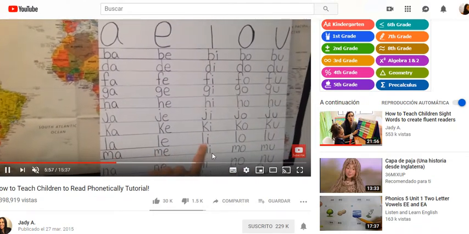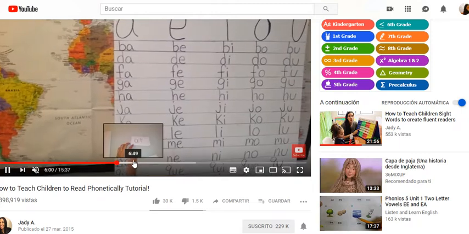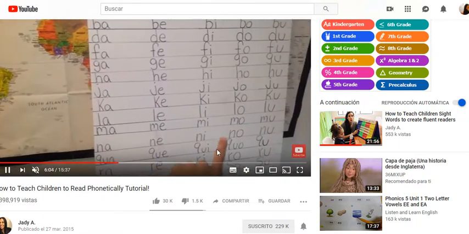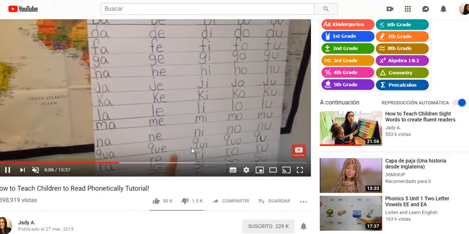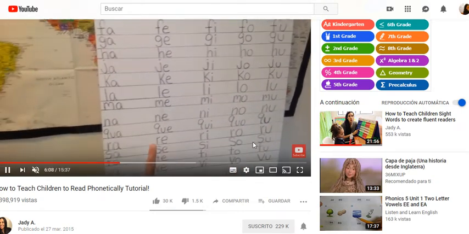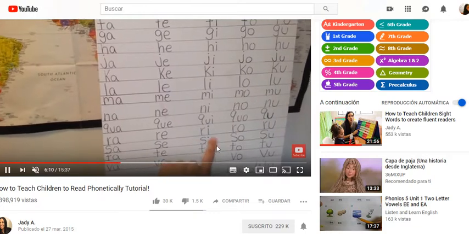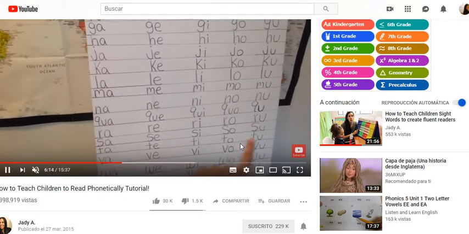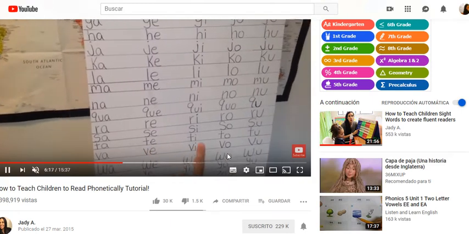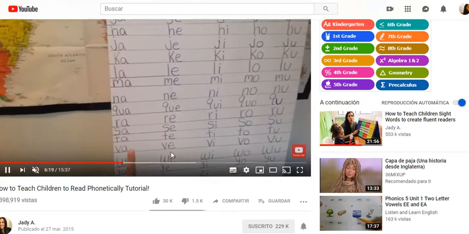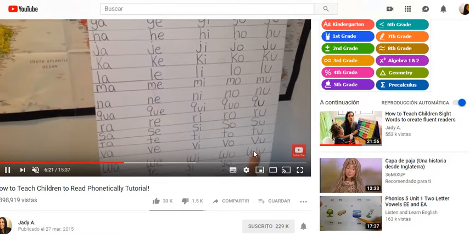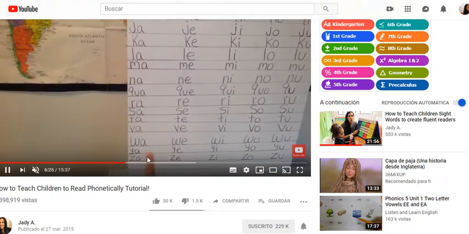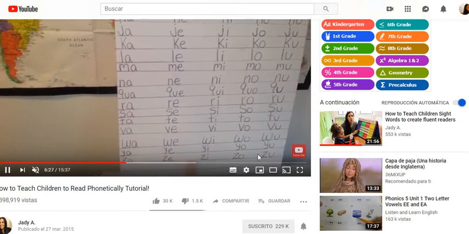ma, me, mi, mo, na, ne, ni, no, qua, que, qui, quo, ra, re, ri, ro, sa, se, si, so, ta, te, ti, to, va, ve, vi, vo, wa, we, wi, wo, ya, ye, yi, yo, za, ze, zi, zo.